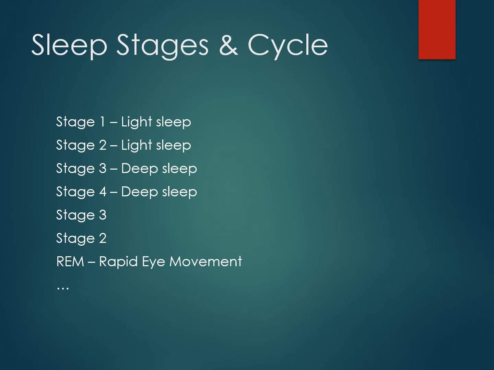We spend a lot of time in stages 3 and 4 sleep in the first half of the night. After we enter stage 4 sleep, we start progressing back down the stages. So we go back into stage 3 and then stage 2. However, instead of going into stage 1, we enter REM. REM stands for rapid eye movement because in this stage, our eyes start rapidly moving.